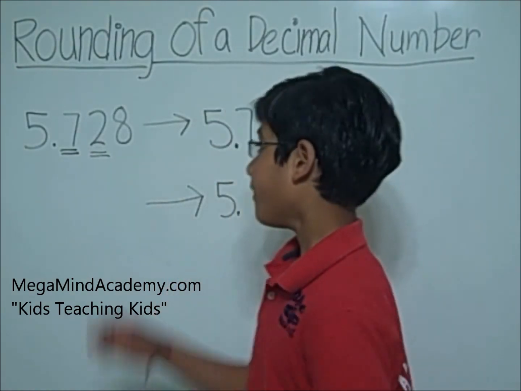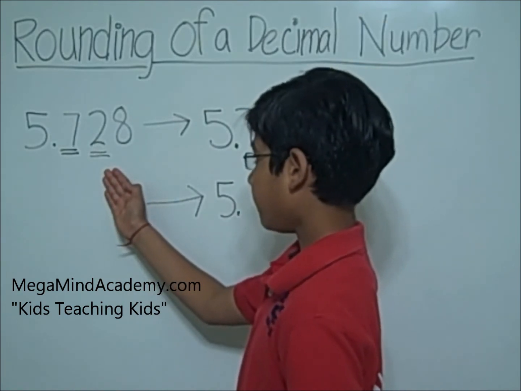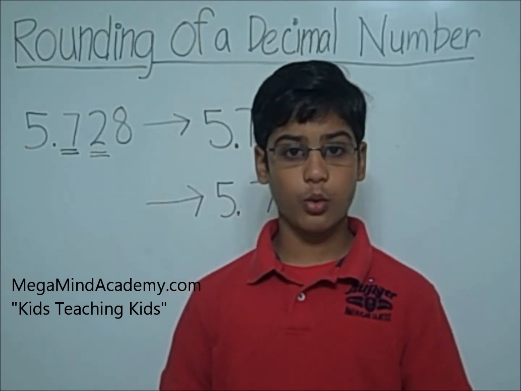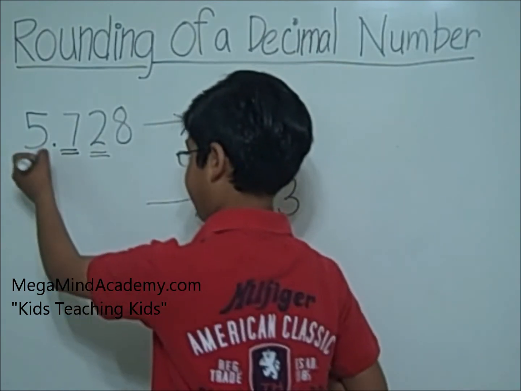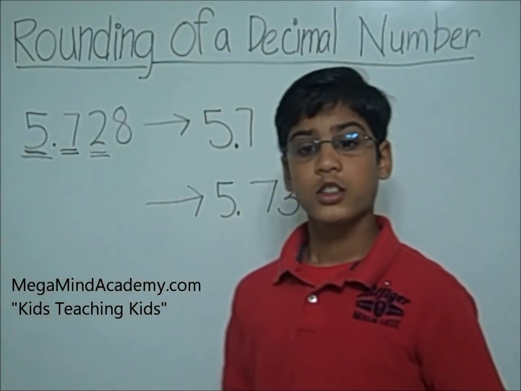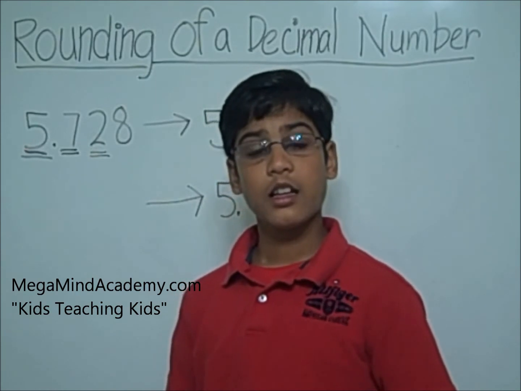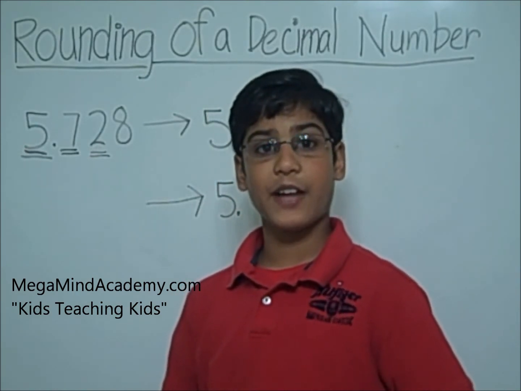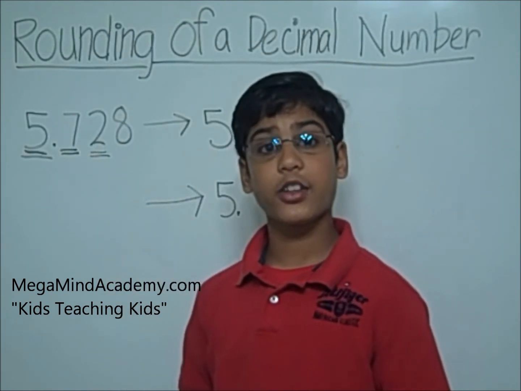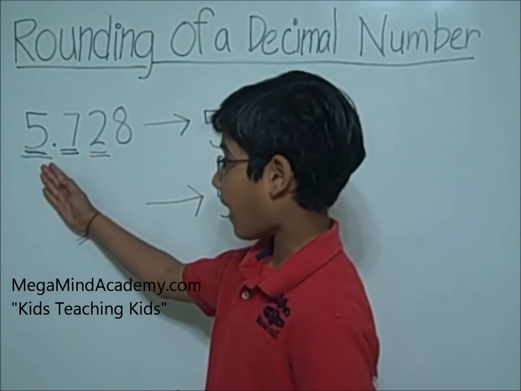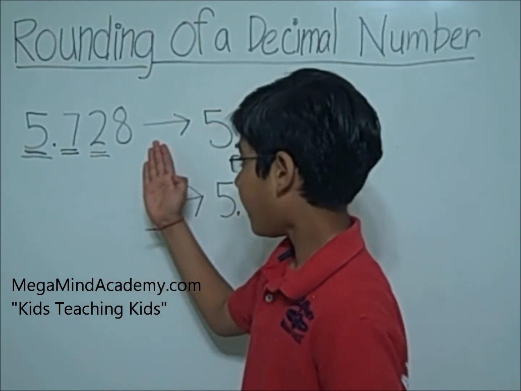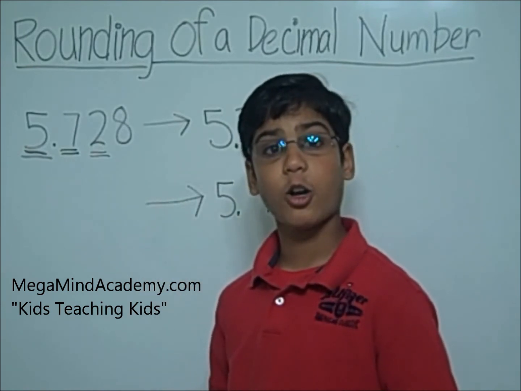Now let's round 5.728 to the nearest ones. The digit in the ones place is 5. So 5 is our rounding digit. Let's look at the digit on the right side of 5. It is 7. 7 is greater than 5. So the 5 turns into a 6, and the 7, 2, and the 8 become zeros.